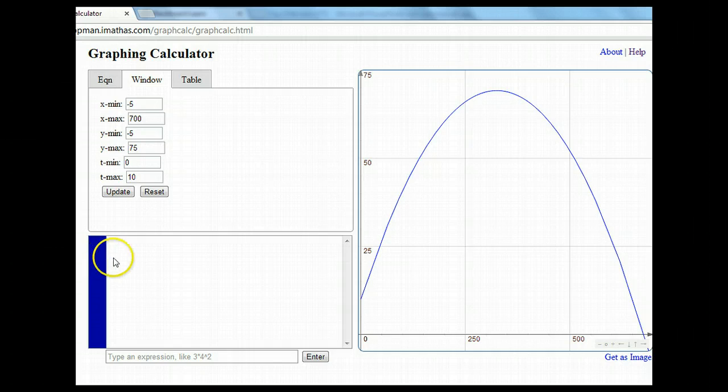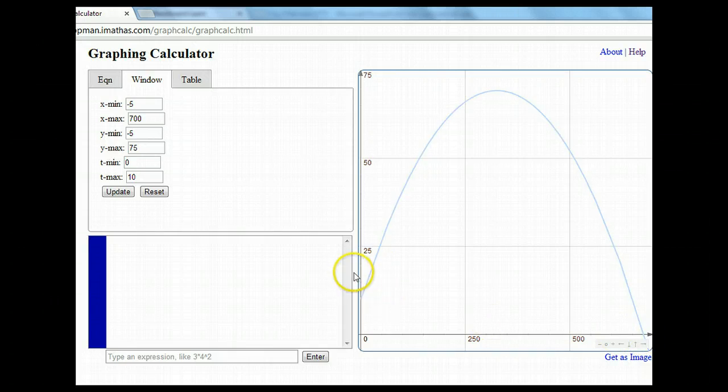Now, let's go back and see what we were asked to find for this. Well, we were asked to find the maximum height. We were asked to find the range. And on this one, you're also asked to find out how long the arrow was in the air. So how much time passed between here and when it hits the ground. And we'll talk about how to figure that.